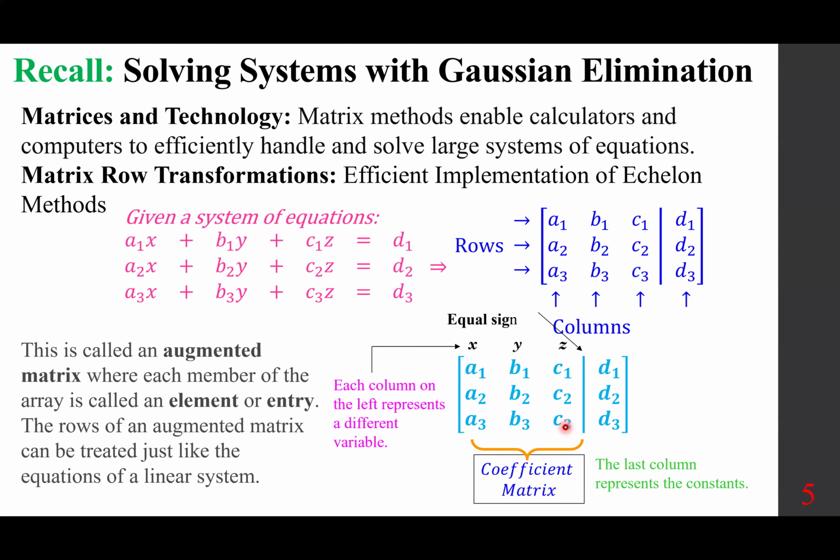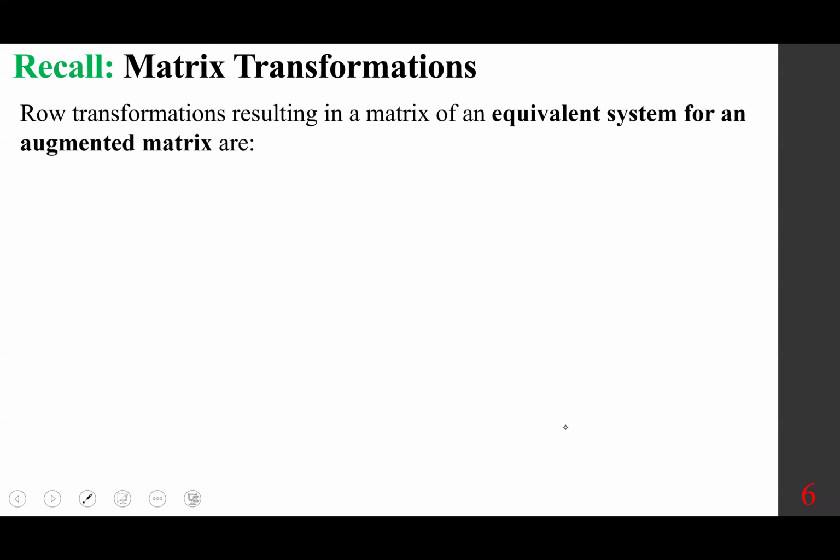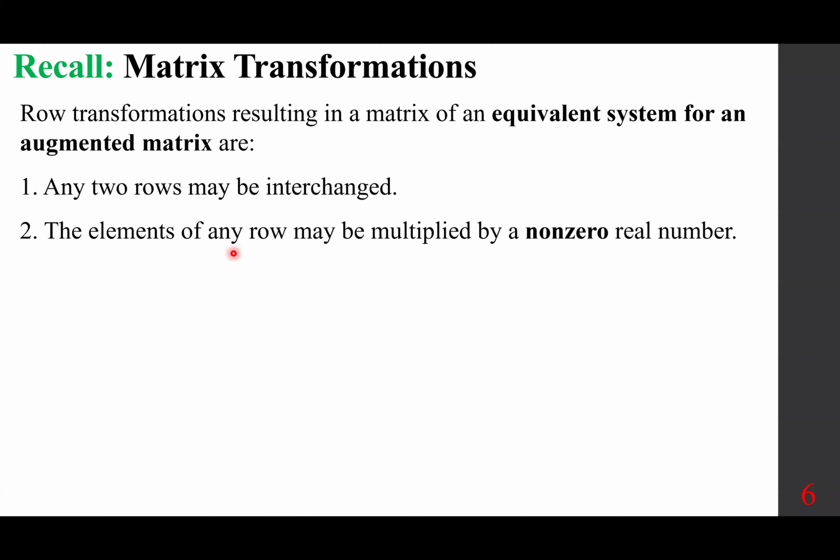On the left, we mean the coefficient matrix. So that gives rise to matrix transformations. Row transformations resulting in a matrix of an equivalent system for an augmented matrix are the same stuff that we did to equations. Any two equations, we can change them, right? So any two rows may be interchanged. The elements of any row may be multiplied by a non-zero real number. We can multiply both sides of an equation by any number as long as it's not zero. The same concept.